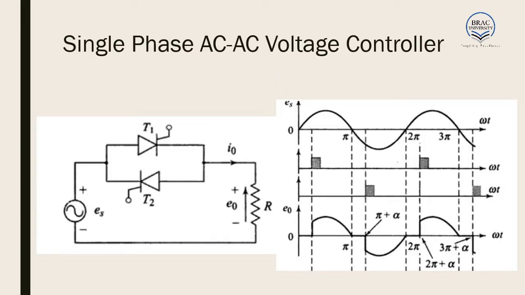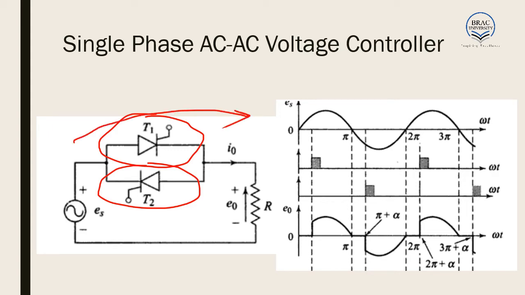Now, the first topic on AC/AC controllers is the single phase AC/AC voltage controller. The diagram is almost similar to the one we had for the half wave rectifier. Only in this case there is another switch T2, which is connected in opposite polarity in parallel to the original switch T1. So we can understand that the switch T1 will work in the positive cycle when current goes in this direction, and T2 will work in the negative cycle when current goes in the opposite direction.